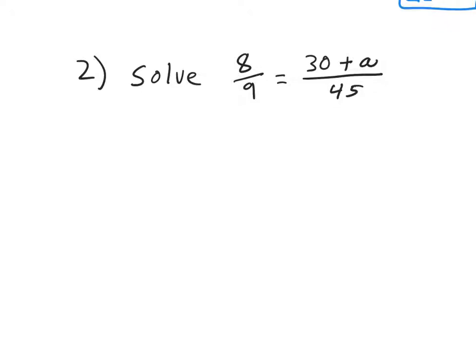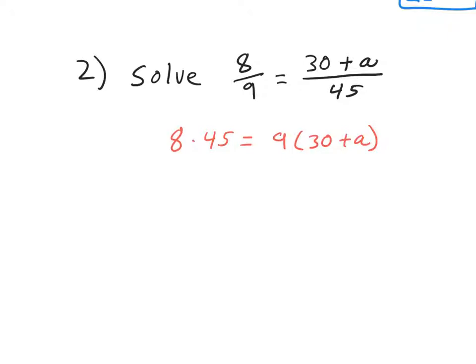Okay, on number 2 we have another proportion. This one's a little more complicated than what we're used to, but we still just cross multiply. So we're going to do 8 times 45 on one side of the equal sign, and on the other side we're going to do 9 times 30 plus a, and we're going to have to distribute the 9.